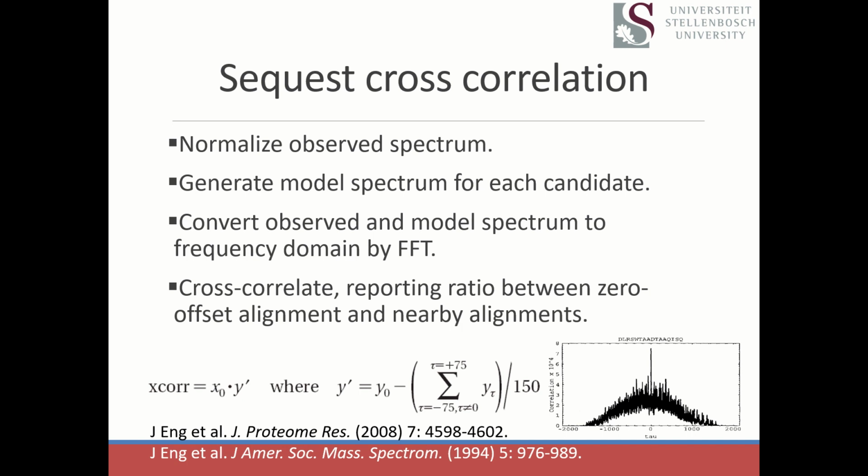Now, I would note that many years after this 1994 paper, Jimmy Eng realized that there was a simplification to the math in computing XCorr that made computing it about 10 times as computationally efficient.